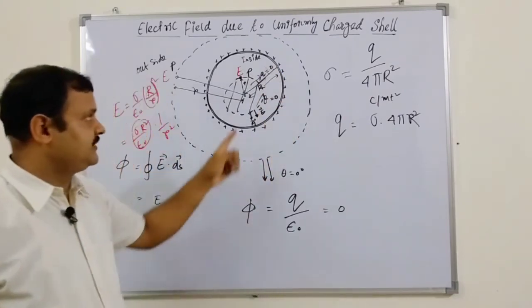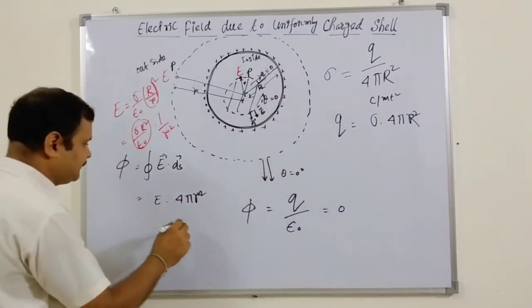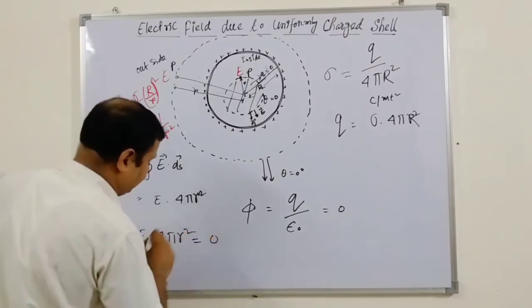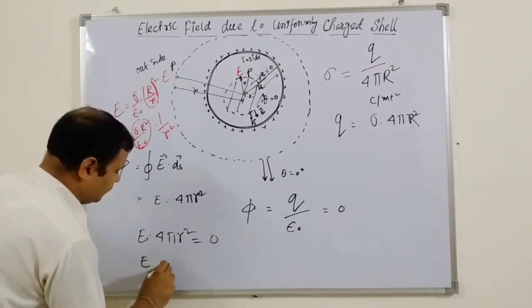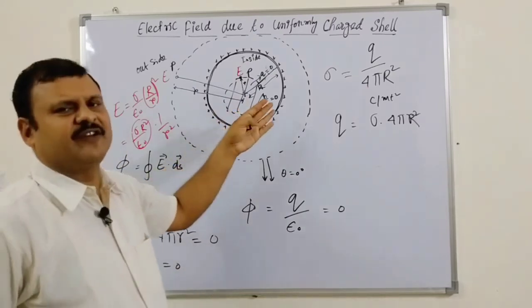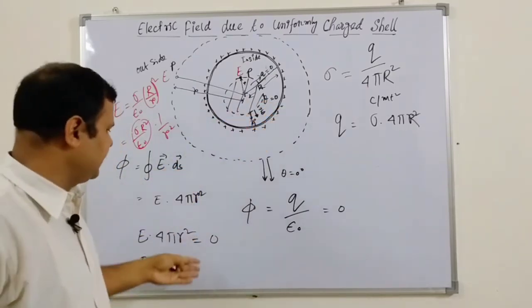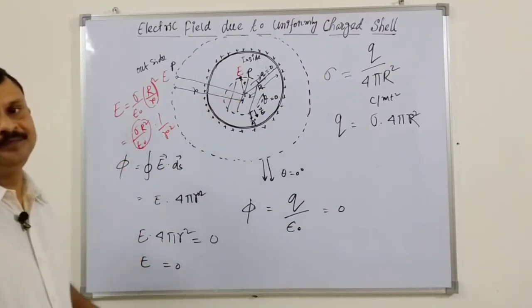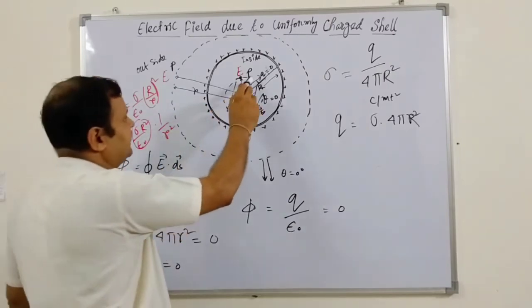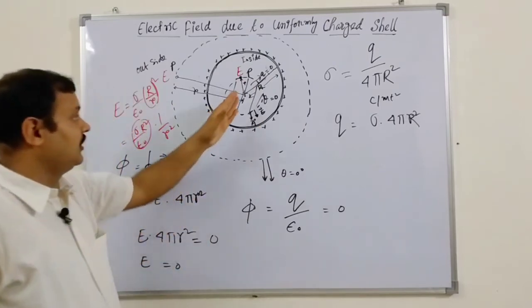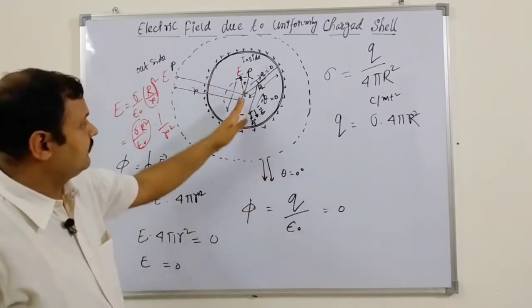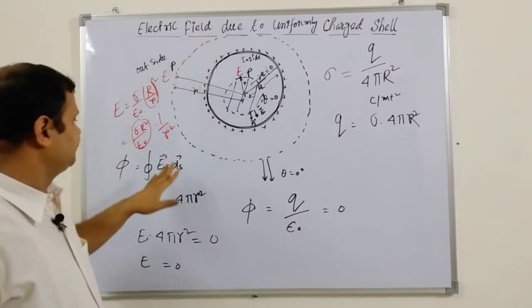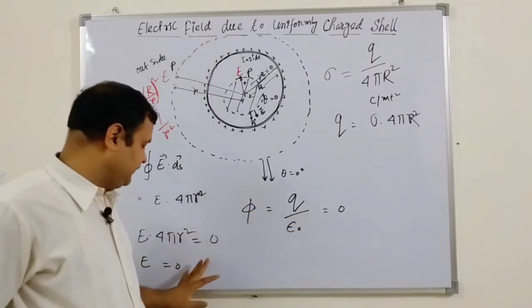So phi is 0 here. That means E 4 pi r square is equal to 0, which means E is also 0. As you know, the flux is the field lines for a unit area, so the electrical field is also 0 here. That means inside there is no electrical flux or electrical field. Net electrical flux is 0 because the charge content is outside. So the field is also 0.